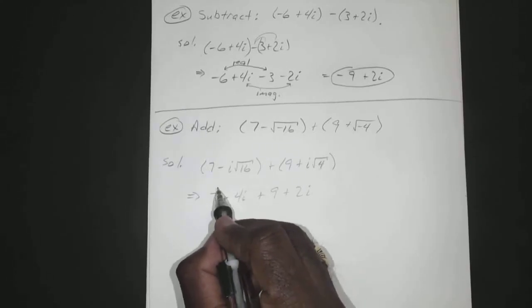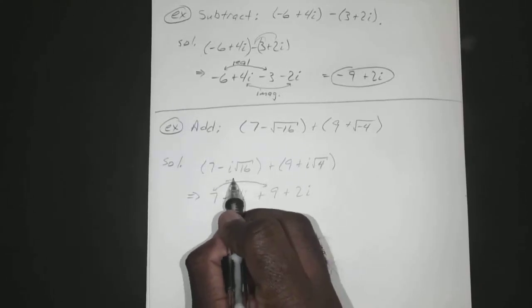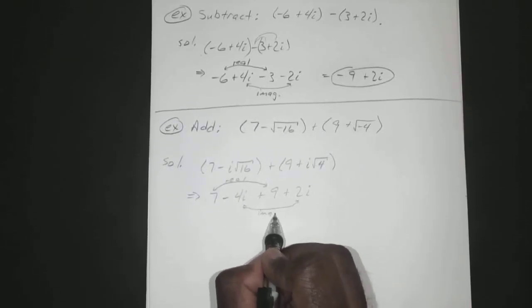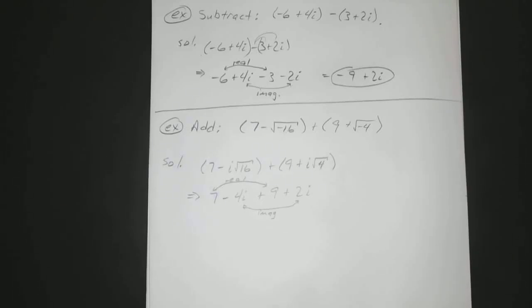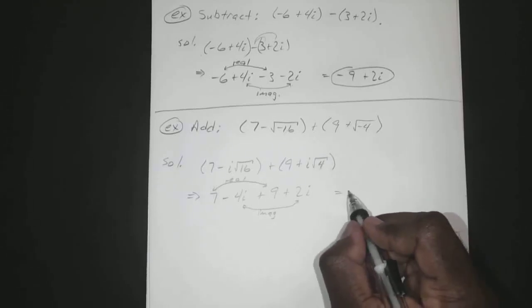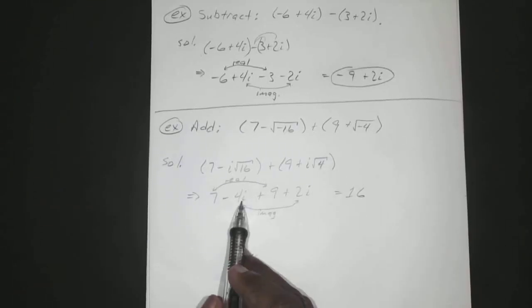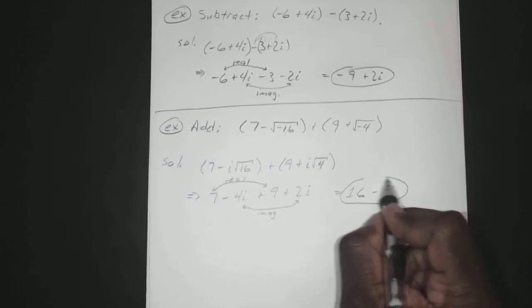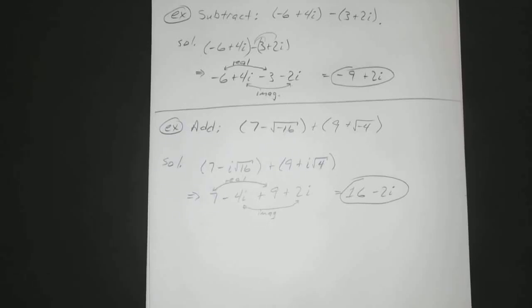Okay, and just like before, we combine our real parts and our imaginary parts. Okay, so 9 and 7 is 16, and -4 plus 2 is -2, so you have -2i. Okay, any questions on that one? All right, leave that up for a few more seconds.